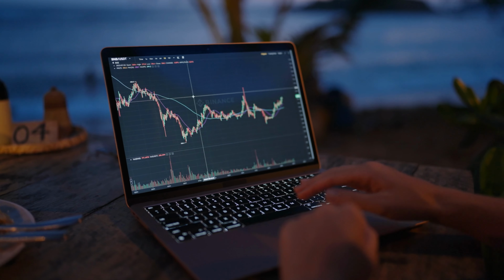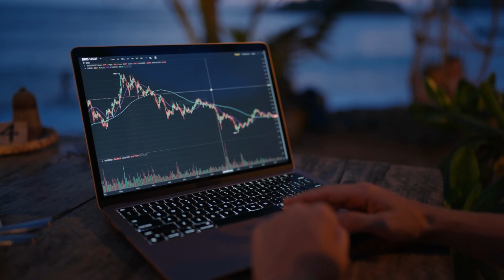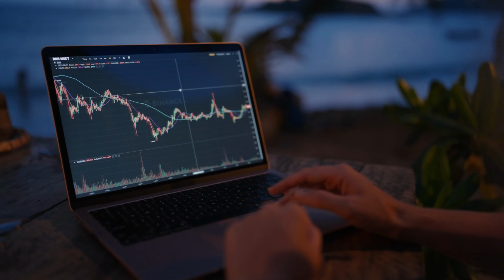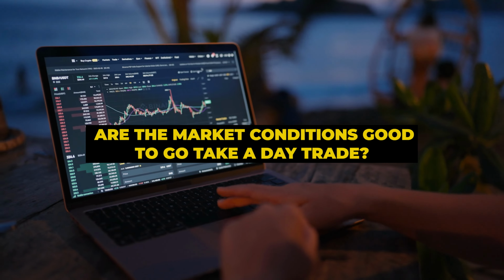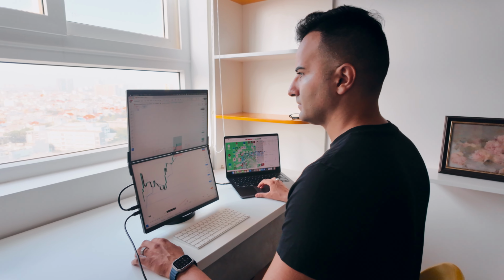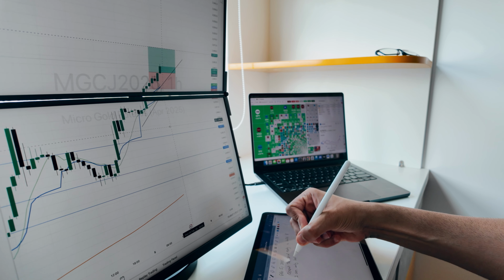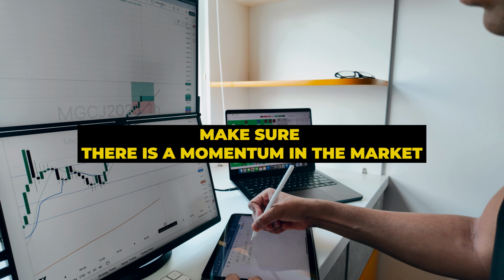So in a similar way, when you are looking to take a day trade, the first thing you have to ask yourself is to make sure that the market conditions are good for you to go take a day trade. So for me, I'm a momentum day trader. So what's important for me is to make sure there is a momentum in the market, right?